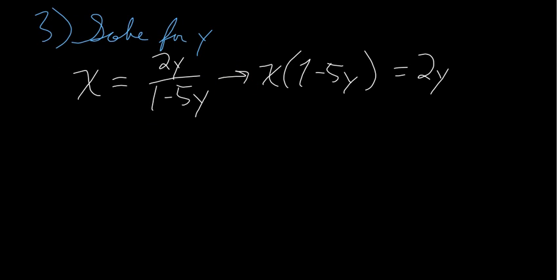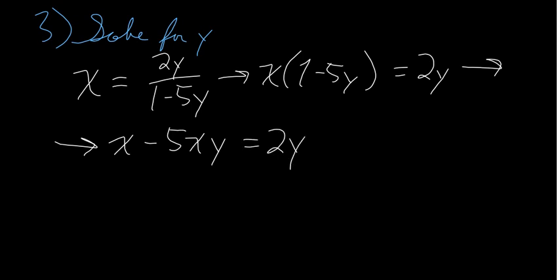And next up, I'm going to put the arrow down here, the continuation, I guess. We're going to go ahead and distribute the x through. Okay, so we're going to have x minus 5xy is equal to 2y.